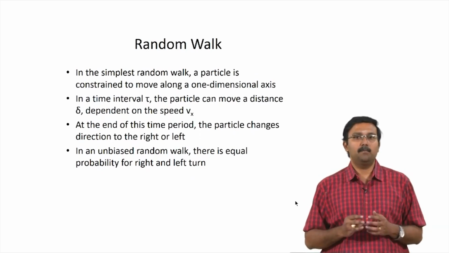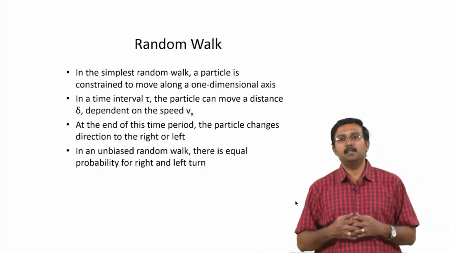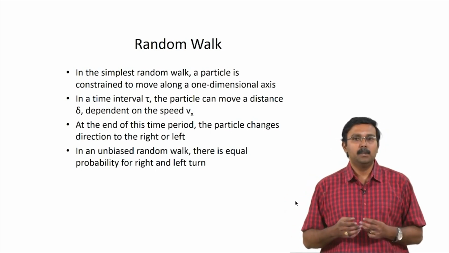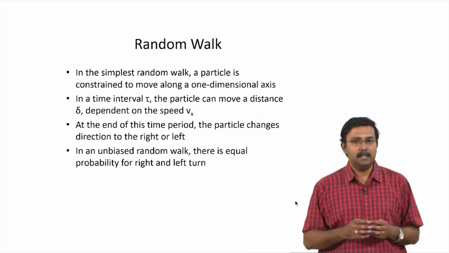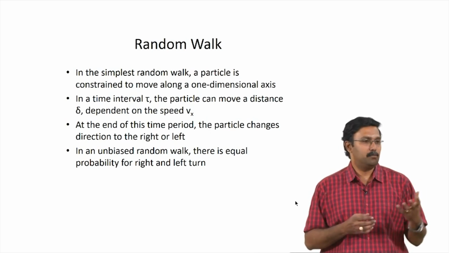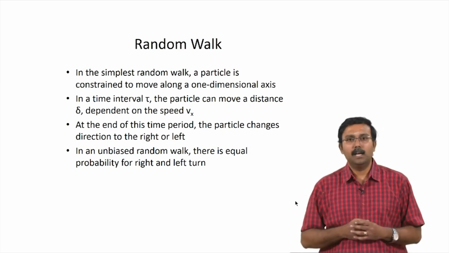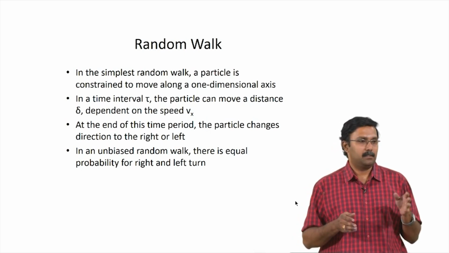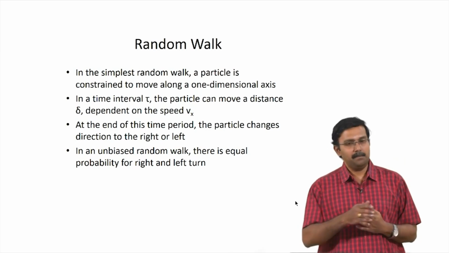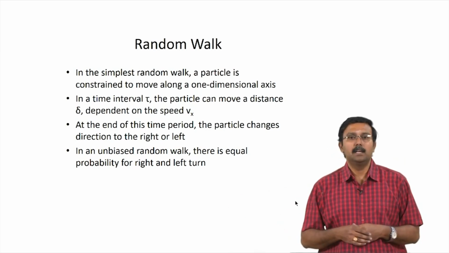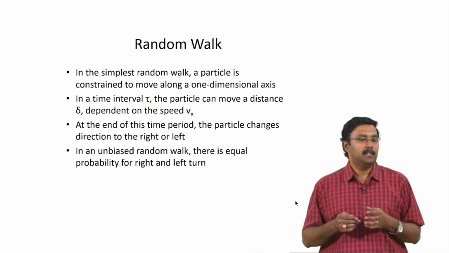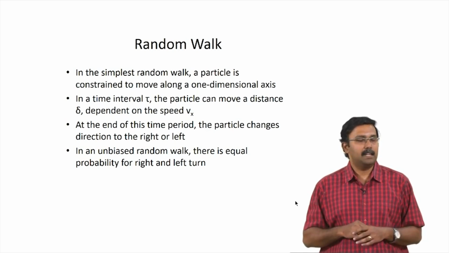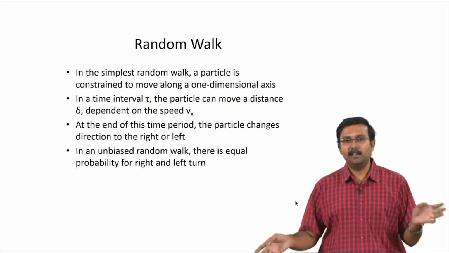So, in the simplest random walk, a particle is constrained to move along a one dimensional axis, and in a time interval tau, the particle can move a distance of delta depending on the speed at which it is moving, right. So, that is quite logical. At the end of this time period the particle will change its direction. So, this is the persistence time. At the end of the persistence time it will change directions, and the particle can go either left or right. In an unbiased random walk there is equal probability that it will go to either left or right.